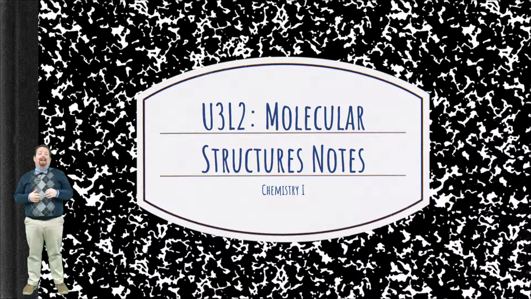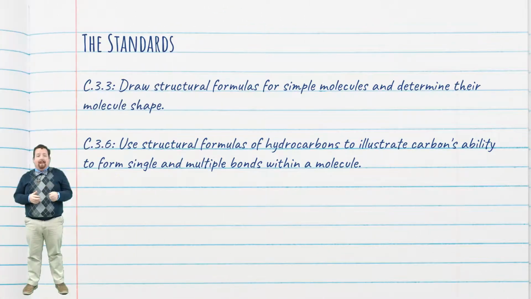In our second lesson of Unit 3, we'll be learning about molecular structures. Specifically, we'll be covering standards C.3.3 and C.3.6. By the time we're done with this whole lesson, you'll be expected to be able to draw structural formulas for simple molecules and determine their molecular shape, and use structural formulas of hydrocarbons to illustrate carbon's ability to form single and multiple bonds within a molecule.